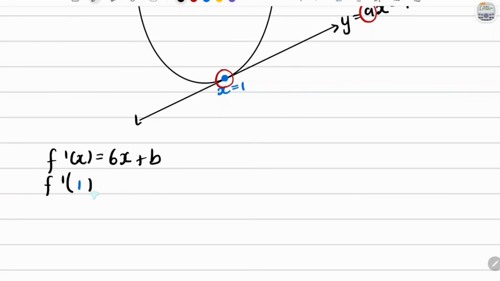That's what I'm looking for. So I'm going to substitute 1 into that. So substitute 1 plus b, you really just get 6 plus b, right? That's f prime of 1.